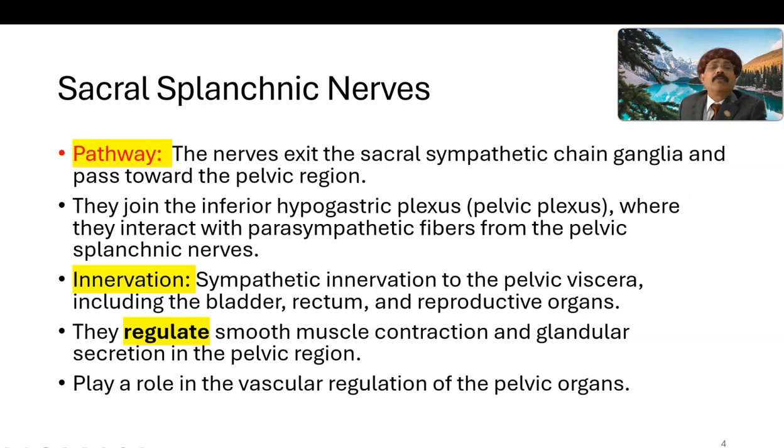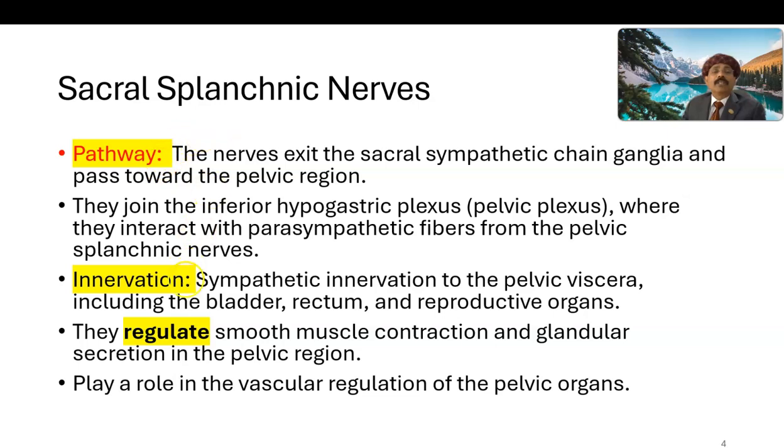Sacral splanchnic nerve pathway: the nerves exit the sacral sympathetic chain ganglia and pass towards the pelvic region. They join the inferior hypogastric plexus, the pelvic plexus, where they interact with parasympathetic fibers from the pelvic splanchnic nerves. So there will be interaction between sympathetic and parasympathetic fibers in the inferior hypogastric plexus.